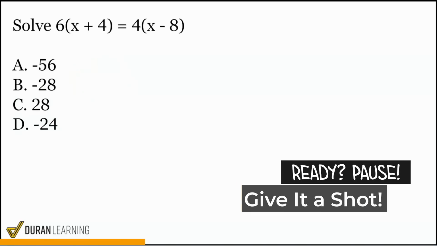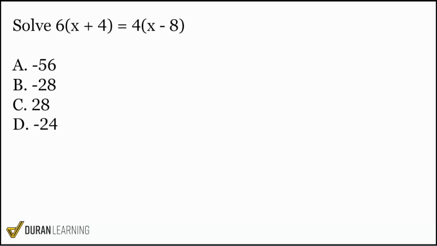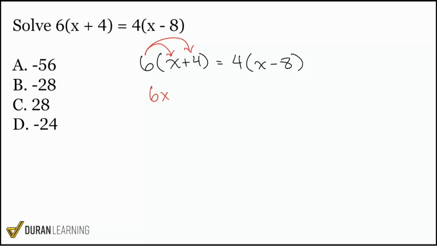So here we are, everybody. Next problem. And what we're going to do is write it out. We have 2 parentheses, one on either side. So we have 6 multiplied by parentheses x plus 4 equals 4 multiplied by x minus 8. So here we go. I'm going to get rid of these parentheses immediately by distribution. I'm going to distribute the 6 to the x, which is 6x, and then the 6 to the 4, which is going to be 6 times 4, and that's 24. So there we are. So far, so good.